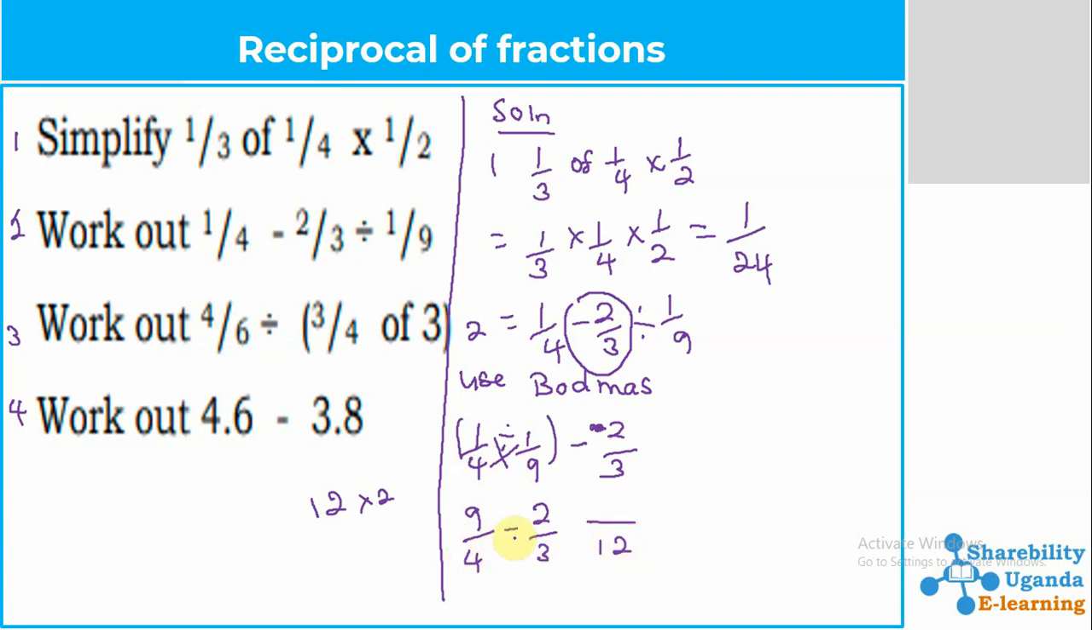12 divided by 4, we get 3. 3 times 9, we get 27. Then we subtract: 12 divided by 3, we get 4, and 4 times 2 is 8... 4 times 4, 16. So now we subtract 16 from 27. Our answer here shall be 11 out of 12.